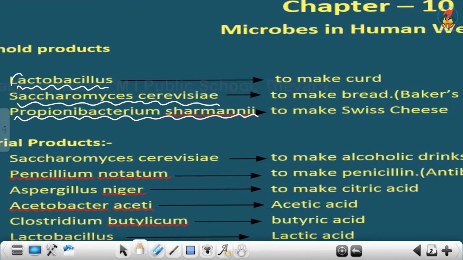So, the three microbes used in the household are Lactobacillus to make curd, Saccharomyces cerevisiae used to make bread and therefore called the baker's yeast, and lastly Propionibacterium shermani to make Swiss cheese. Next, moving to industrial products.